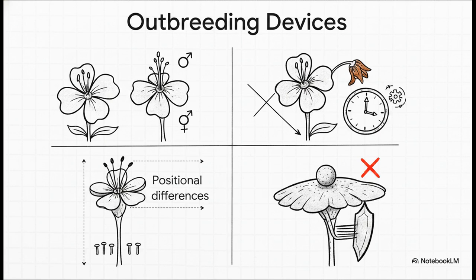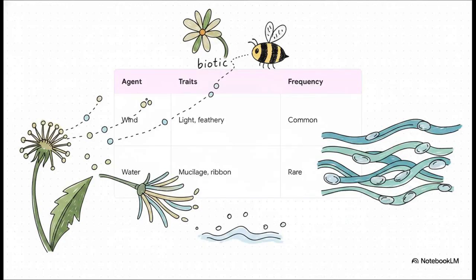And fourth, self-incompatibility. This is wild. It's a literal chemical dialogue where the plant recognizes its own genetic pollen and actively blocks it from growing. Brilliant, right? But to actually move that pollen, plants use agents. And while living, biotic agents, like bees, heavily dominate this whole process, sometimes plants rely on abiotic or non-living agents.